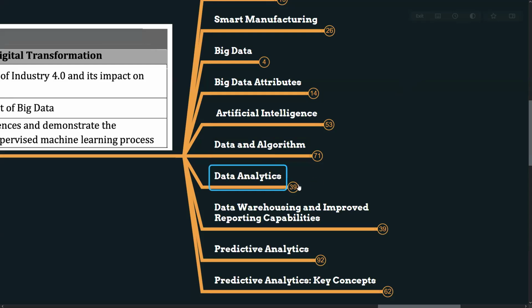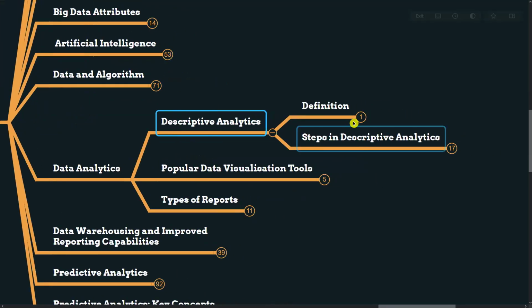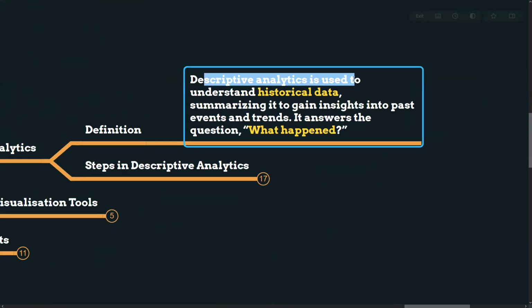So in data analytics, there is something called descriptive analytics, right? So the descriptive analytics, guys, the definition is here. Descriptive analytics is used to understand historical data. It means already happened, already recorded, already produced data. Something happened earlier. So descriptive analytics is used to understand historical data, summarizing it to gain insights into past events and trends. It answers the question: what happened? That's a very important phrase here, so you have to understand.